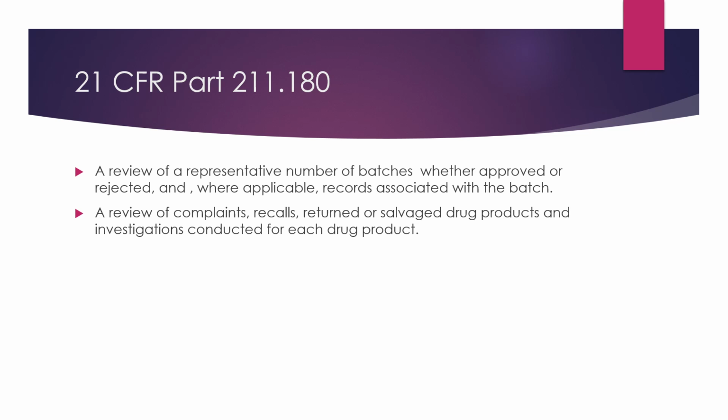In 21 CFR Part 211.180, are some of the points that have been given. So let us see them. A review of a representative number of the batches, whether approved or rejected, and where applicable, records associated with the batch. So total number of the batches that have been manufactured, how many batches have been approved, and how many batches have been rejected, and all the details have to be recorded, and all the records associated with the batch.